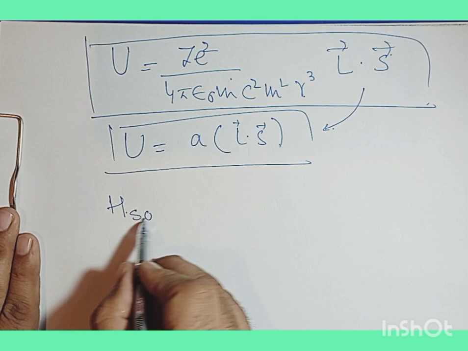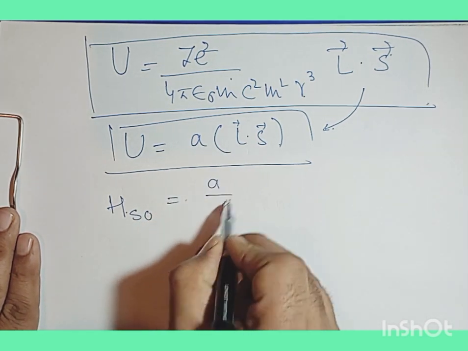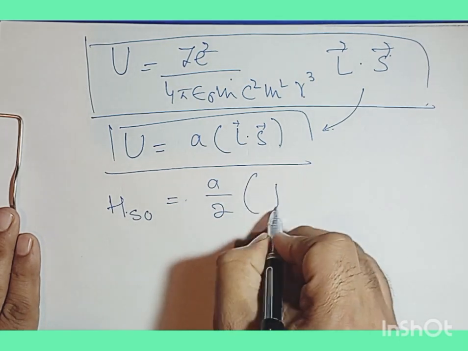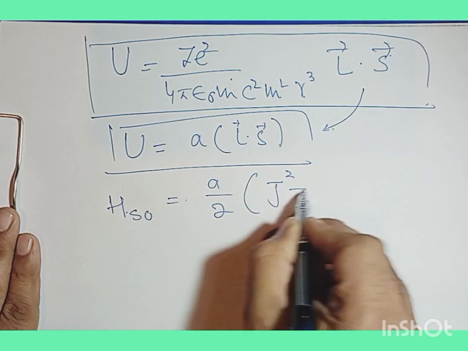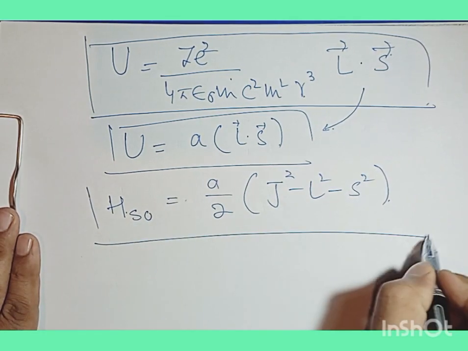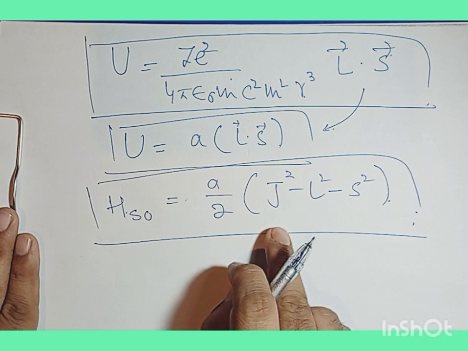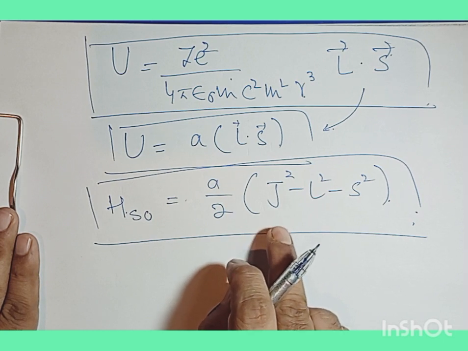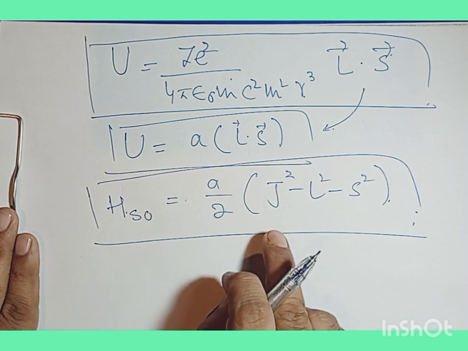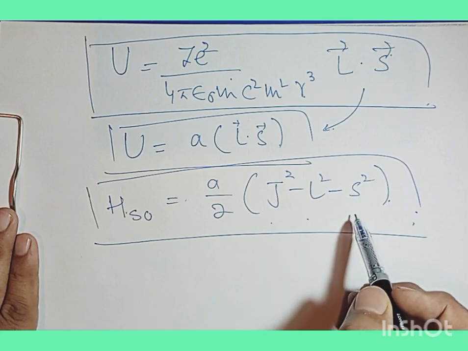Now what this L dot S comes out to be is A by 2 times J square minus L square minus S square. Now let's see first how this result comes out, because then we'll be looking for the expectation value of J square, L square, and S square.